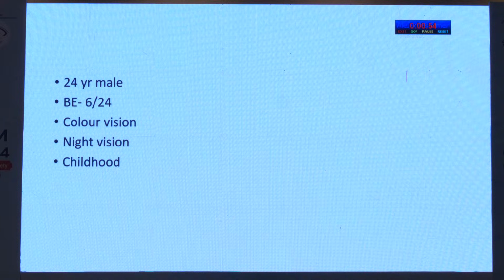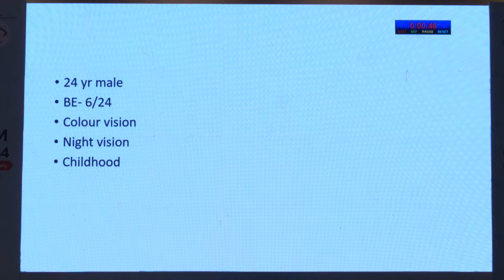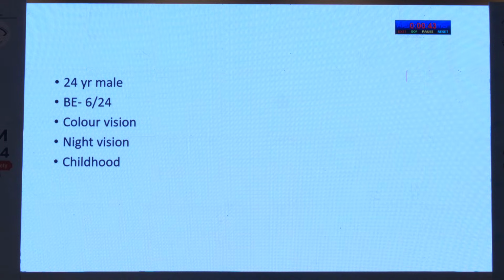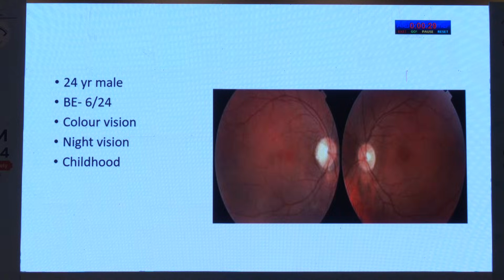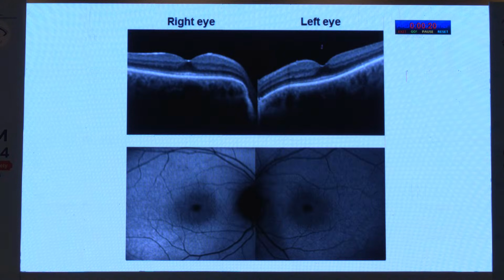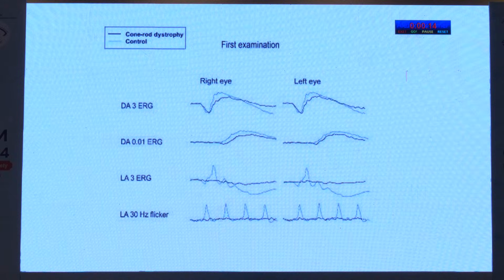Coming to the next case, a 24-year-old male presenting with moderate loss of vision, again defective color vision, but now he is also complaining of night vision problems. From the symptoms alone we understand his cones will be affected and his rods will be also affected, and these symptoms are from childhood. So probably we are expecting some type of dystrophy. His fundus is more or less normal, apart from some retinal pigmentary changes in the macula and somewhere around the periphery. The OCT and autofluorescence show no major structural changes, so probably some sort of functional disturbance is there.